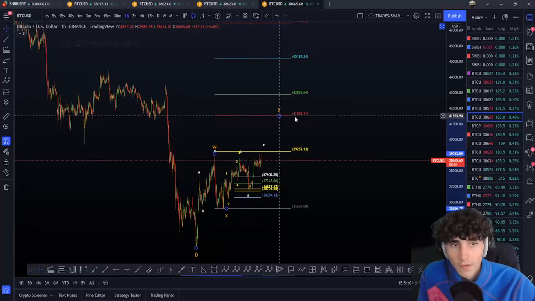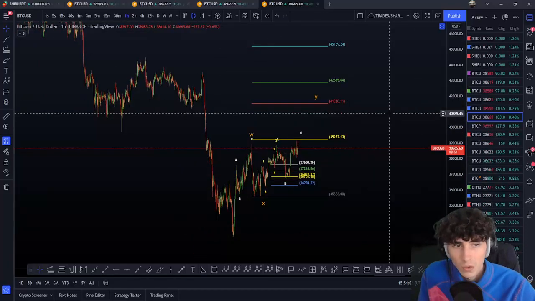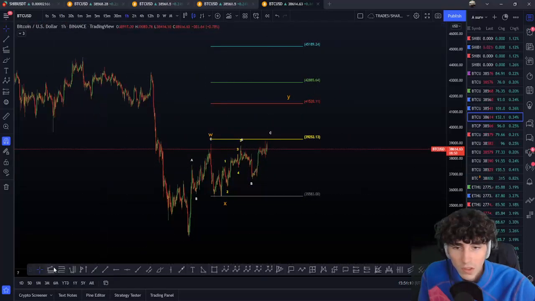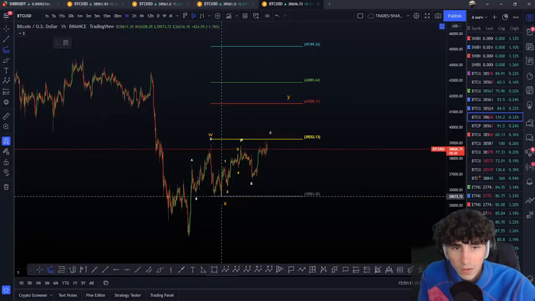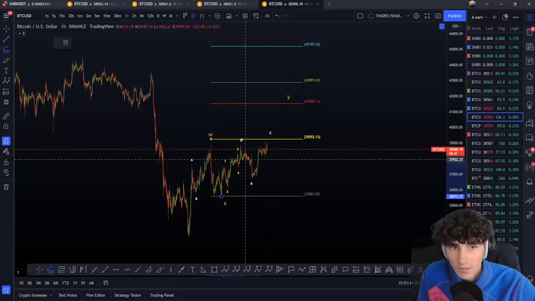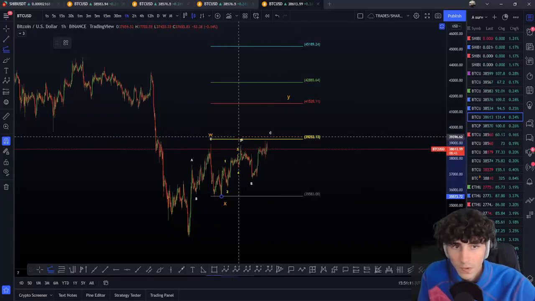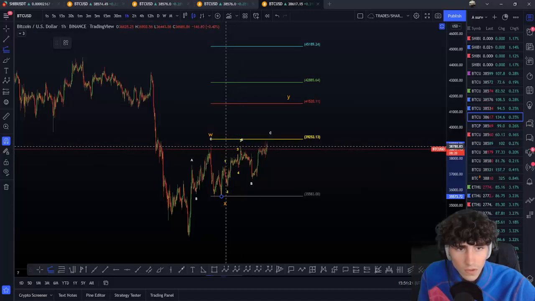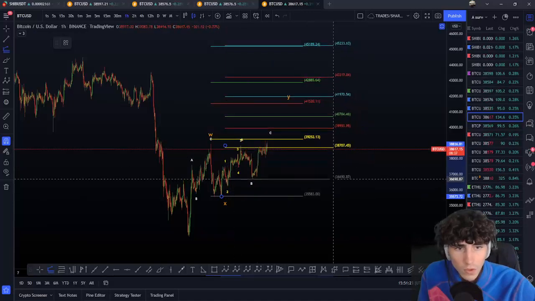Now the interesting thing to do is to add the C targets. So I'm going to remove this extension tool here and add the C target. When I say the C target, it's the C of an ABC. So from here to the low of the B.